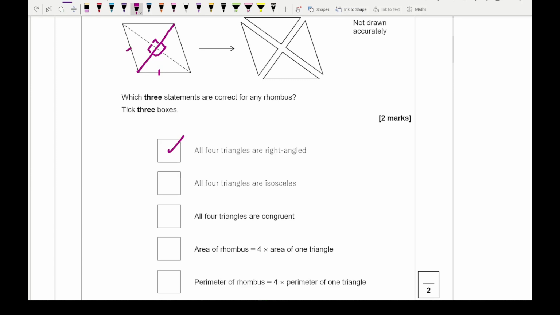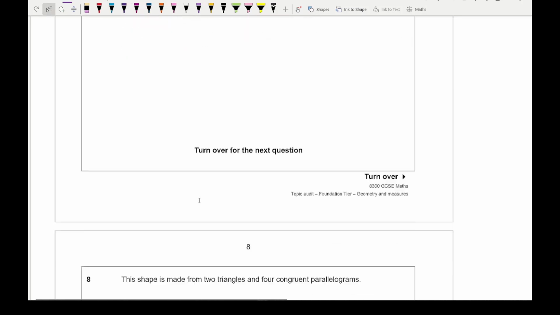All 4 triangles are congruent. Well, that is going to be true because all triangles are going to be the same. And the area of the rhombus is equal to 4 times the area of one triangle. Well, if all the triangles are congruent and the 4 triangles are made up of the rhombus, then that is going to be true. So the correct answers that we need to tick are the first, third and fourth statement.